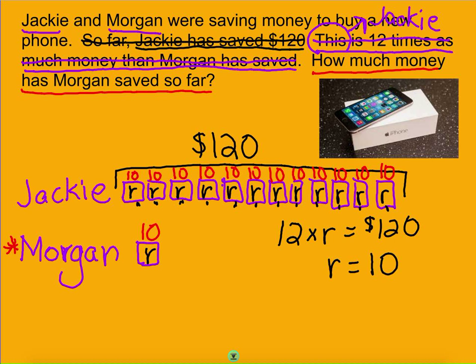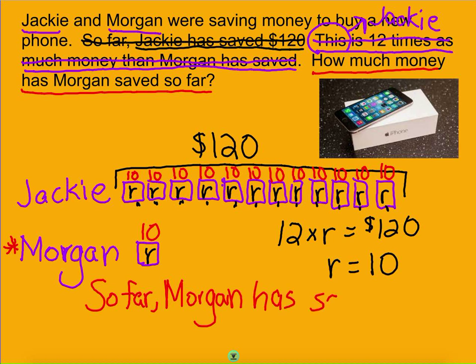Morgan has $10 next to her name. Okay, we know Jackie is 120. Morgan only has saved $10. So far Morgan has saved $10. And I just want to see if my answer makes sense.